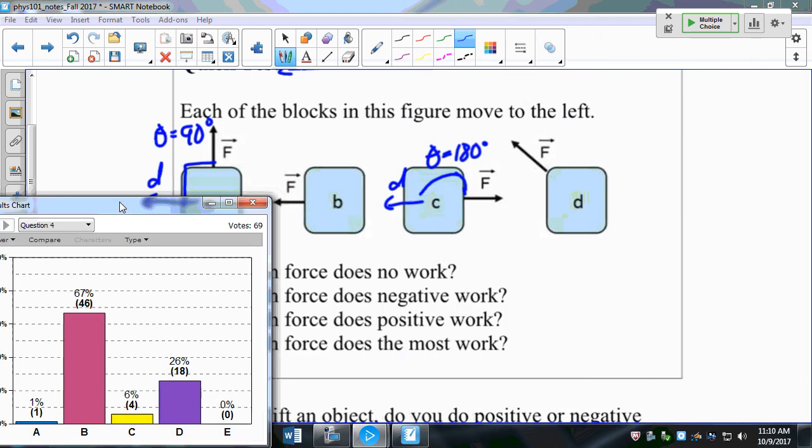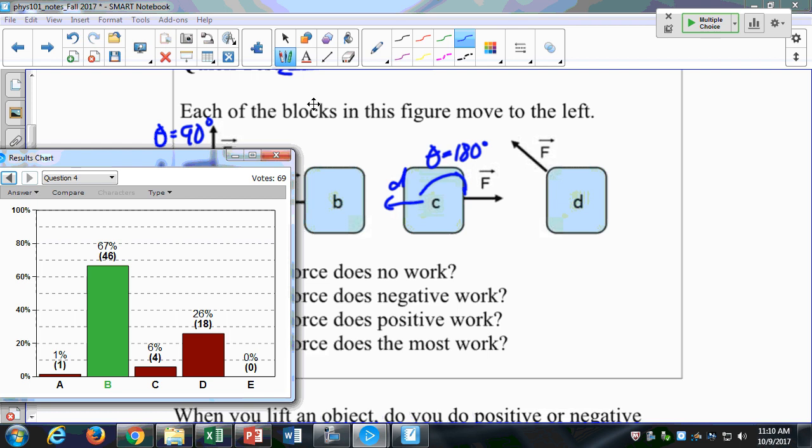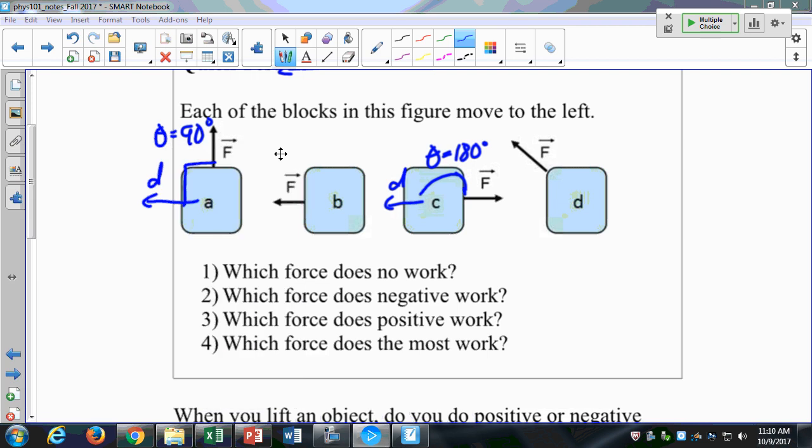Okay, the most work is being done by B. D actually does a smaller amount of work than B for this reason: I have a component in this direction of the force, Fx, and then I have a smaller component, Fy. This force is split between two components. So Fx is smaller than this force over here, and so this force will do the most work out of all of them. Actually, the magnitude of the work, if it's positive or negative, both of these do the same amount of work. But one's positive and one's negative.